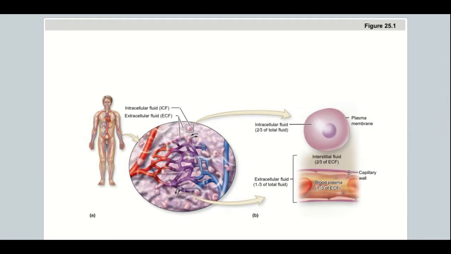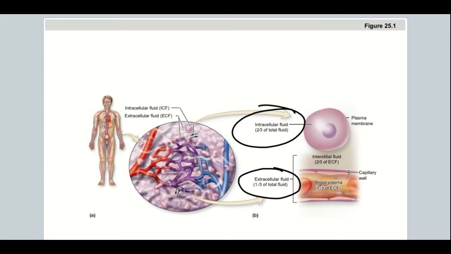We can talk about intracellular fluid and extracellular fluid, and we've used these terms many times over the course of A&P, whether A&P1 or A&P2. To summarize, intracellular fluid is the fluid found inside of your cells. Extracellular fluid is the fluid outside of your cells. About 2/3 of your total body fluid is going to be inside of your cells, and about 1/3 is going to be extracellular fluid.